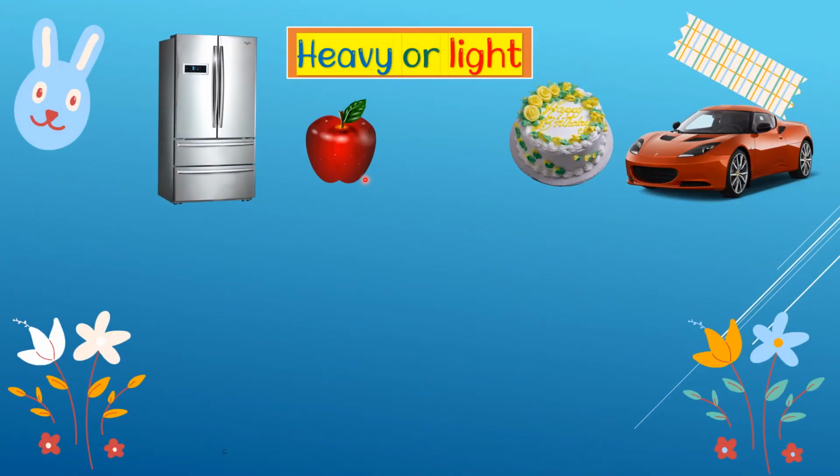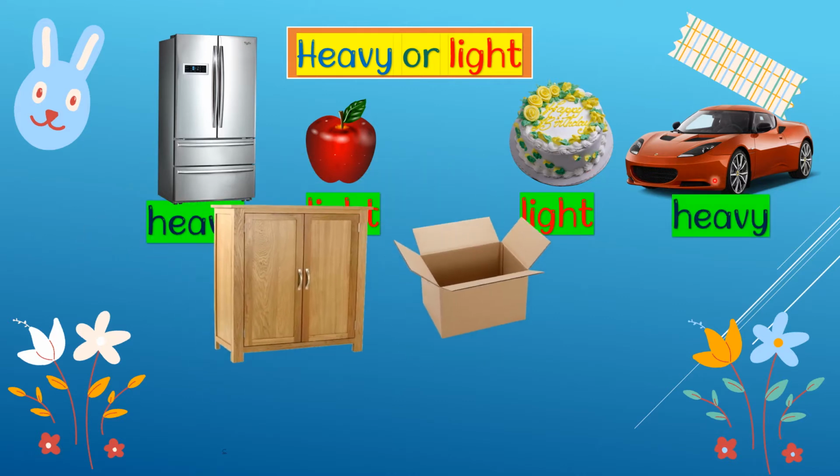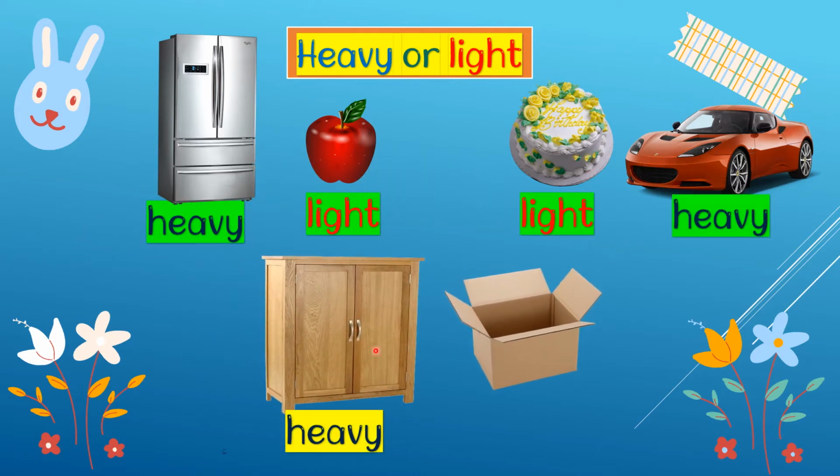In the concept of mass, we use the vocabulary of heavy or light to indicate the mass of an object. For example, the refrigerator is heavy and the apple is light. The cake is light and the car is heavy. The cupboard is heavy and the empty box is light.